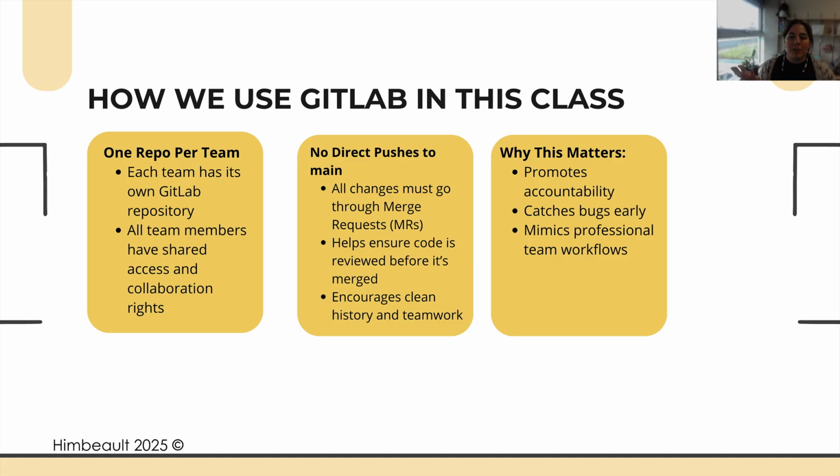Basically, not being able to force push to main means that all your changes will have to go through this merge request process. You have to click buttons and make a merge request. There'll be some activities that you get to do to learn how to do this. And this basically will help us ensure that code is actually getting reviewed before it gets merged in.